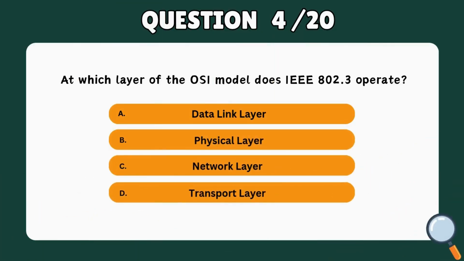Question 4. At which layer of the OSI model does IEEE 802.3 operate? A. Data link layer. B. Physical layer. C. Network layer. D. Transport layer. Correct answer, A. Data link layer.